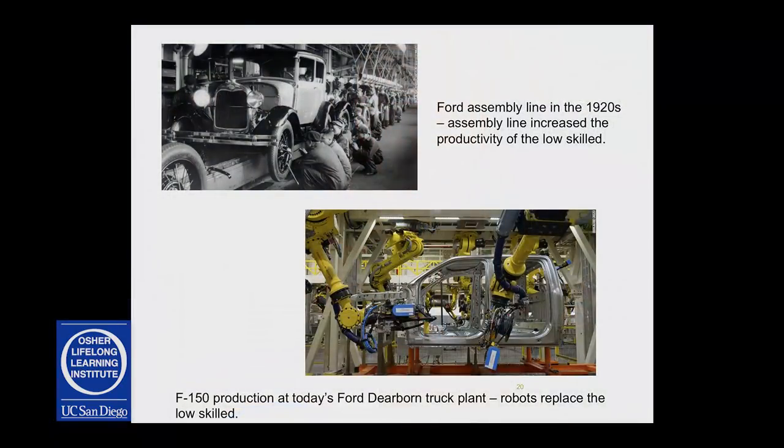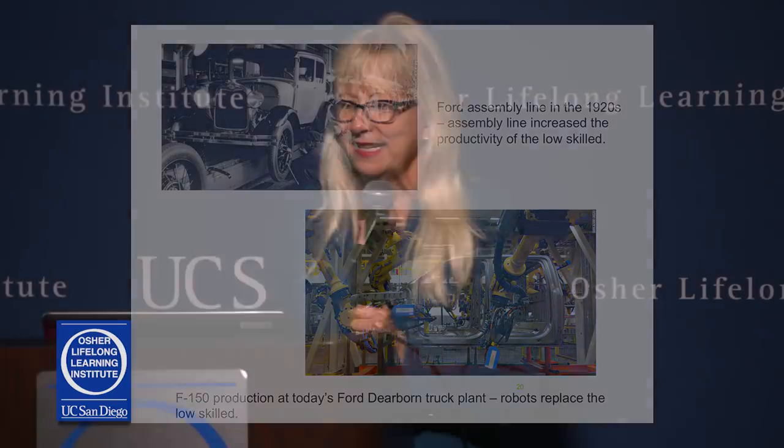Let's compare that to the technological innovations more recently in the auto industry. Here's the F-150 production at today's Ford Dearborn truck plant. Robots replace the low-skilled. Now, there are some workers in there, but they're people sitting at computer terminals controlling the robots, all right? And you have to have a higher skill for that than just the assembly lines. So you can see both were really important technological innovations, but they had very different effects on the demand for low-skilled workers and the productivity of the high-skilled.